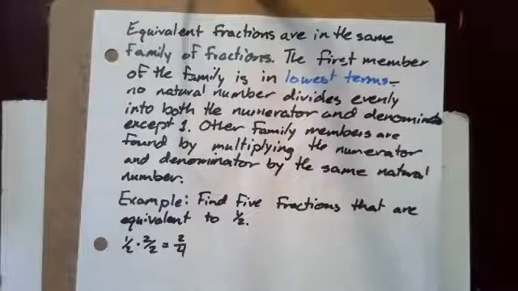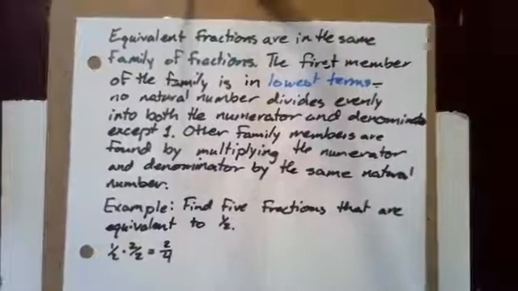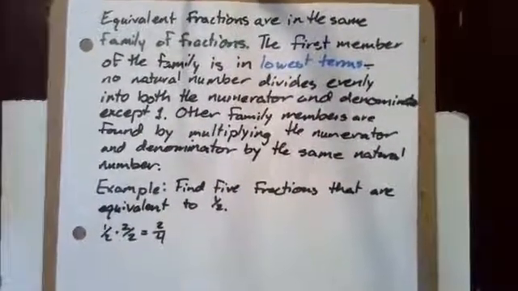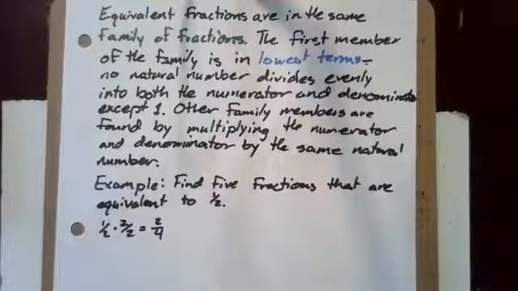Equivalent fractions are in the same family of fractions. The first member of the family is in lowest terms. No natural number divides evenly into both the numerator and denominator except 1. Other family members are found by multiplying the numerator and denominator by the same natural number. Here's an example. Find 5 fractions that are equivalent to 1/2.